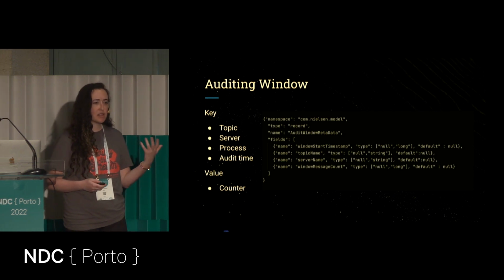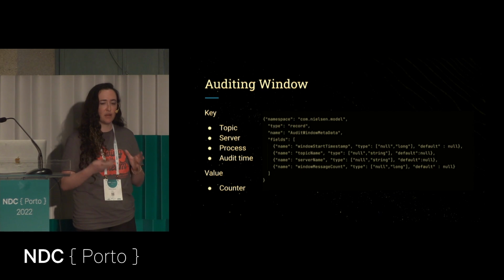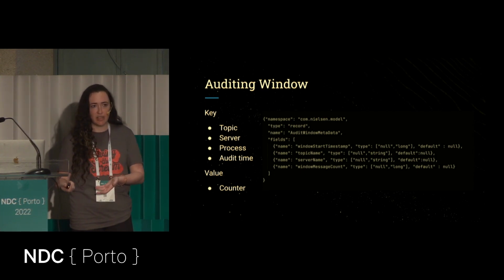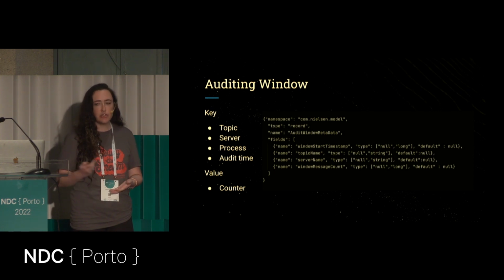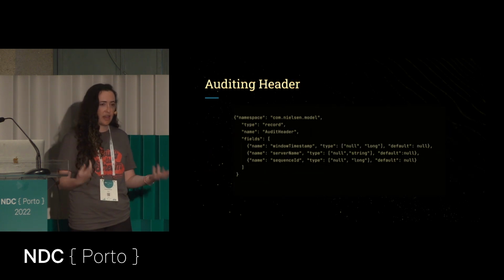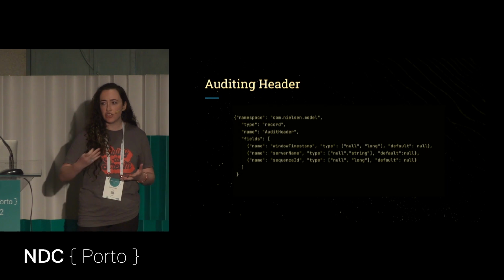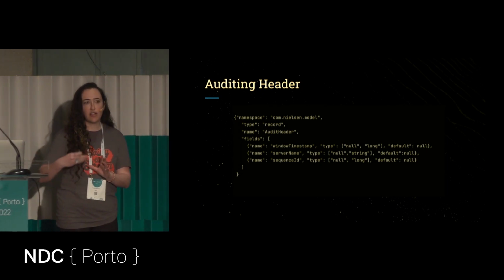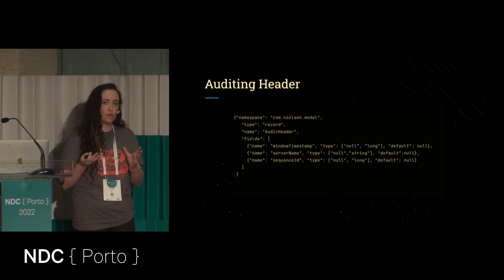So now that we have this audit window object, our metadata, we still need to connect it to our actual data. We're going to do that using a new Avro object that is going to be called the audit header. And the audit header is just going to contain all of that complementary information that our audit window does not.